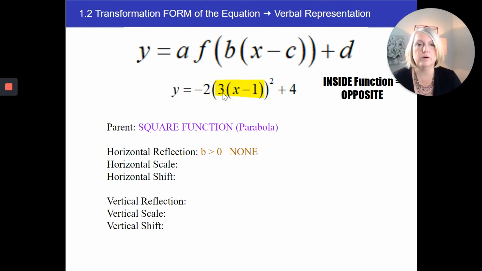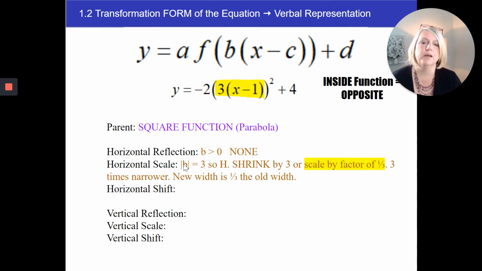So I know when I write down all the things that I could say verbally about what's happening here, the absolute value of B is 3, because again, we've already taken into account the flip. It's a horizontal shrink by 3. That's one way that we say it. 3 times narrower is kind of what you look at. Your scale is a scale by 1/3.